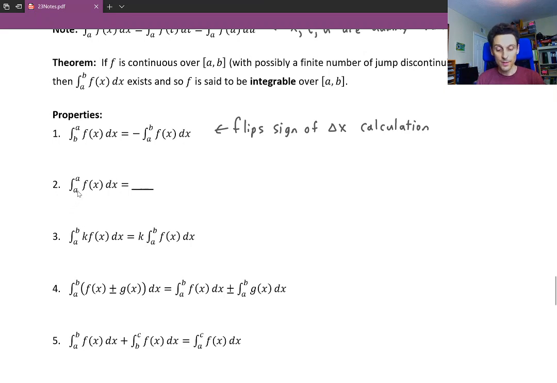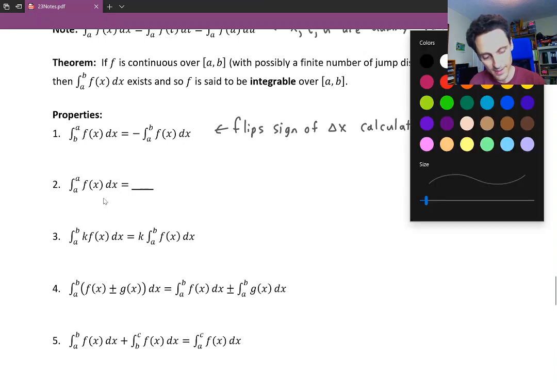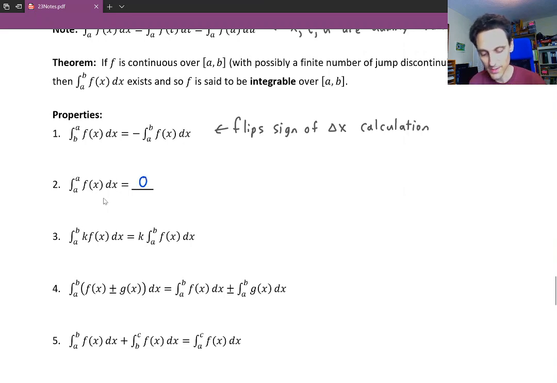For number 2, we're integrating from a to a of f of x dx. Well, a to a is not really much of an interval. In fact, you could say the interval width there is just 0. So if you were calculating delta x, you'd have b minus a, which is a minus a in this case, which is 0 over n. And so delta x would be 0. You wouldn't have any interval to speak of. So there's not really an area under that curve. We can say that this integral is going to compute to 0 because our interval width is 0.